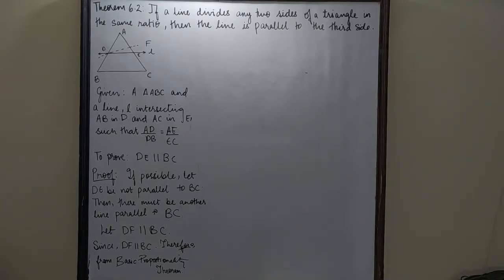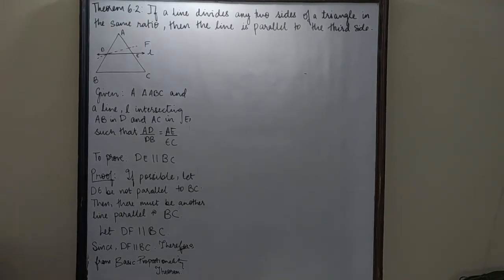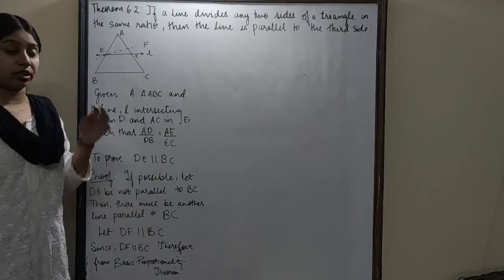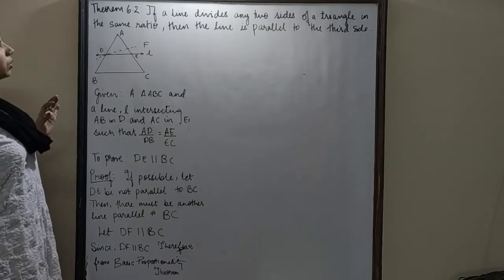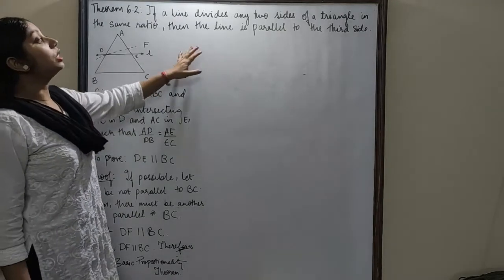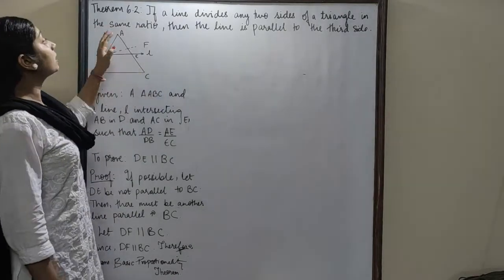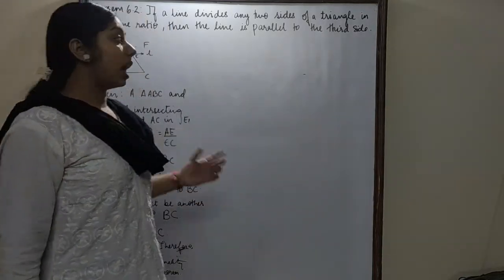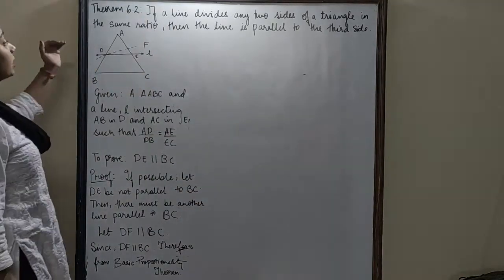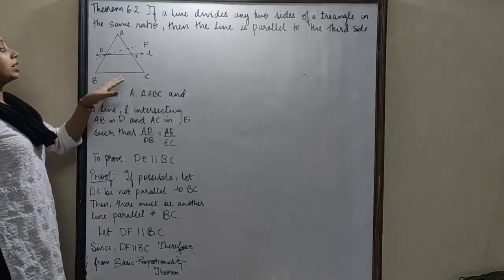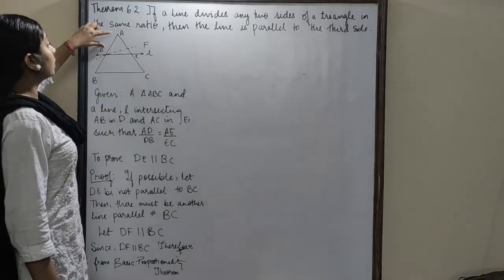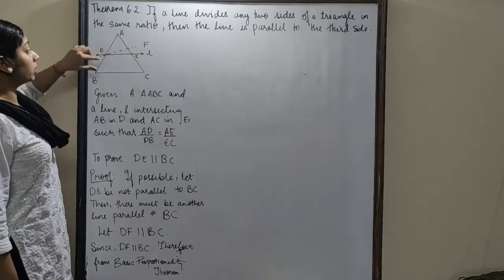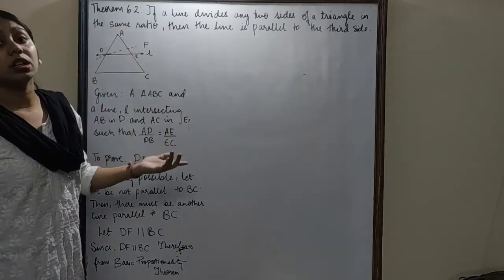Our next theorem is the converse of the basic proportionality theorem, or the reverse of the basic proportionality theorem. Theorem 6.2 states that if a line divides any two sides of a triangle in the same ratio, then the line is parallel to the third side. That means, suppose a line L is dividing the other two sides, and the ratios of this upon this and this upon this are the same.